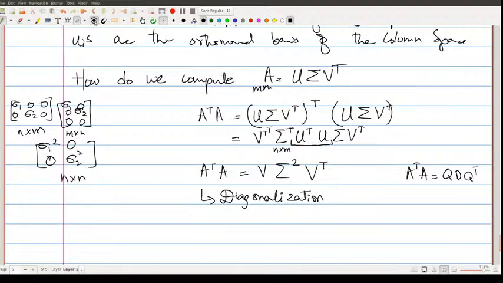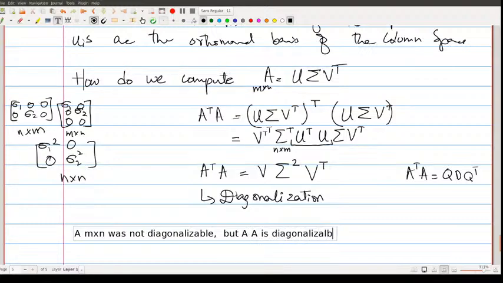So here's the important fact that we found out. A, m by n, was not diagonalizable, but A transpose A is diagonalizable. That's the first thing that we know. So A transpose A is diagonalizable.